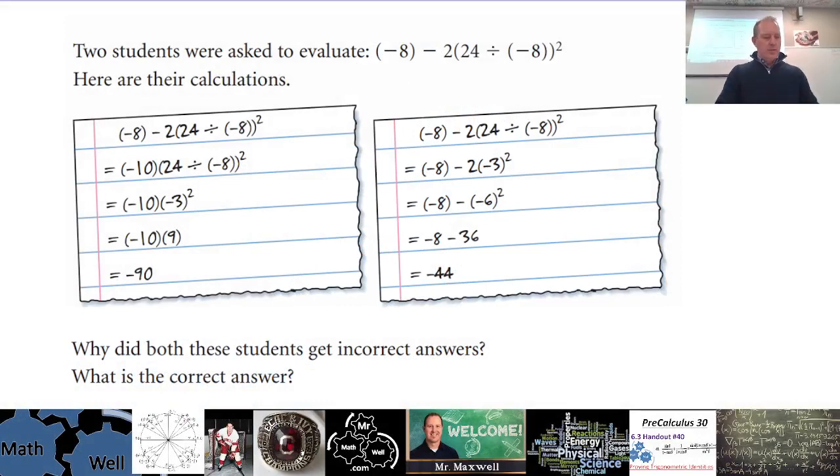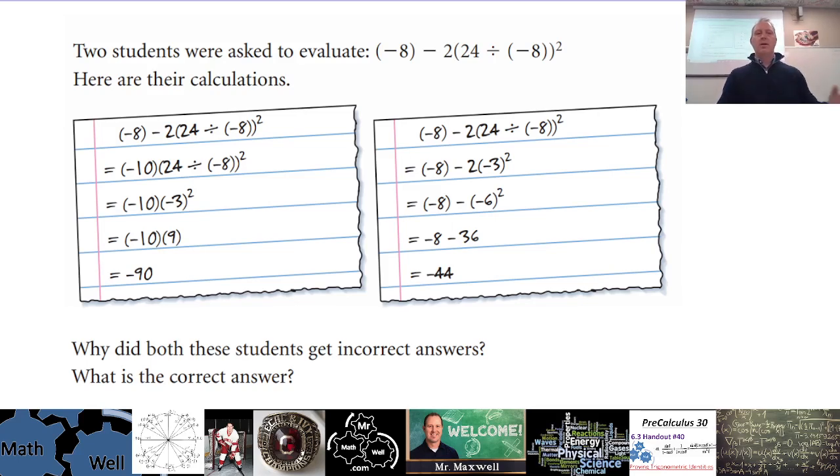All right, so as we start 3.6 in Math 9 here, I have a question up on the board. You guys had a minute to look at this. There's two different answers that these students got. So here's the question, and it says -8 minus 2 times bracket 24 divided by -8 all squared. And so these two students got two different answers.